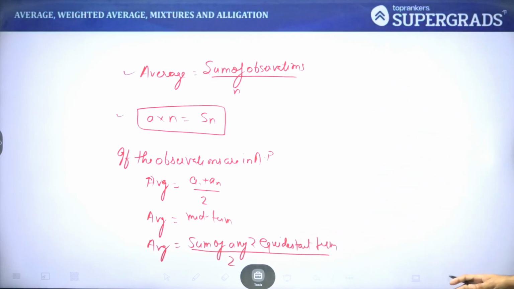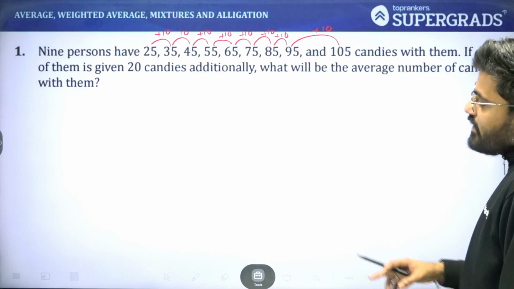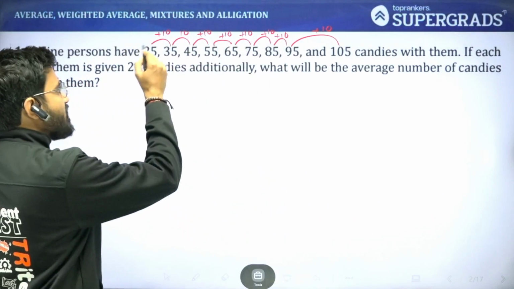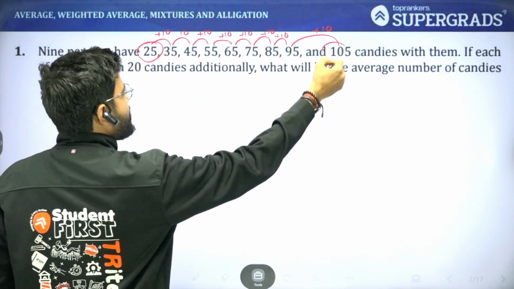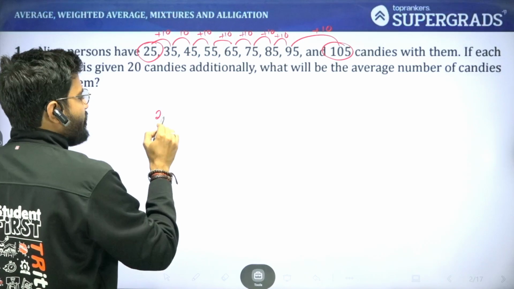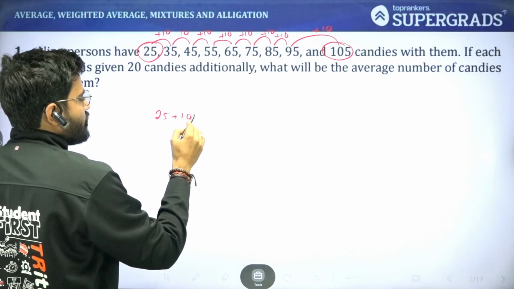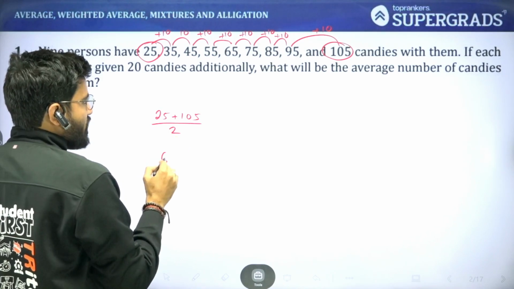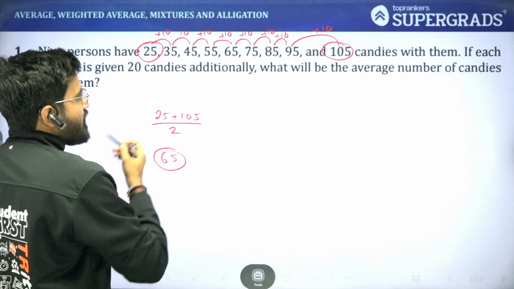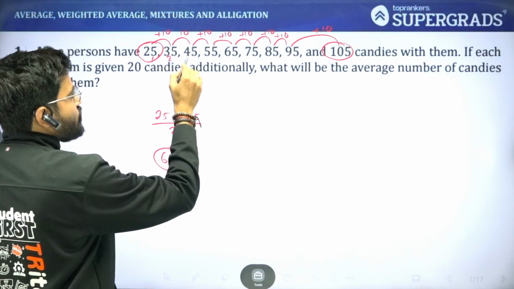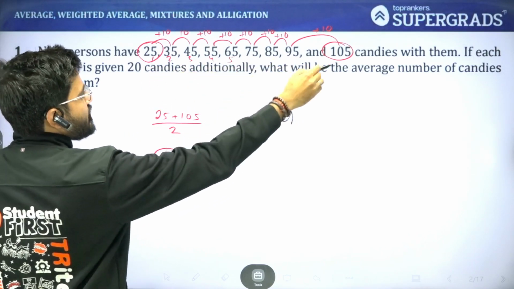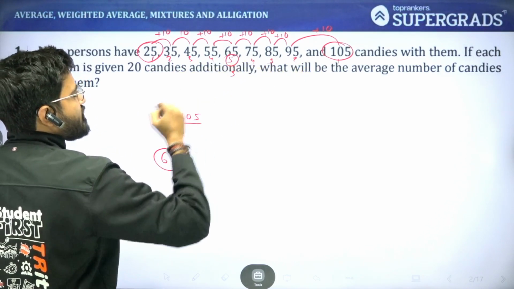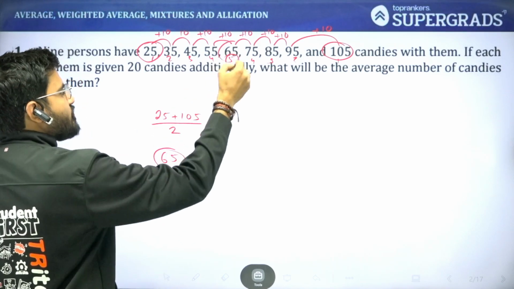So let's come back to our question. The series was given in AP. So what will be the average? The average will be 25 plus 105 divided by 2. So it will be 130 by 2, and the average comes out to be 65. And as you can look, this is 1, 2, 3, 4, 5 and this is 1, 2, 3, 4, 5. So this is the middle term, and since this is the middle term, this is the average.